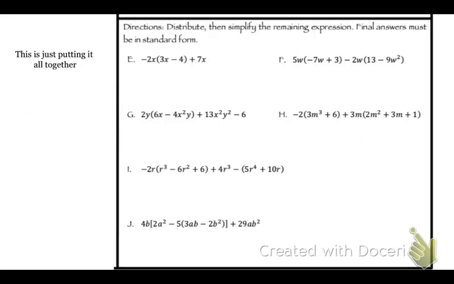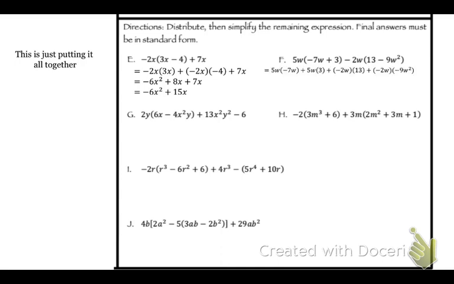Okay, this is all just putting it together. So let's look at E. We're going to distribute that 2x in. And you don't have to write it out like that every time if you don't need to. But that would be negative 6x squared plus 8x plus 7x, which is negative 6x squared plus 15x.